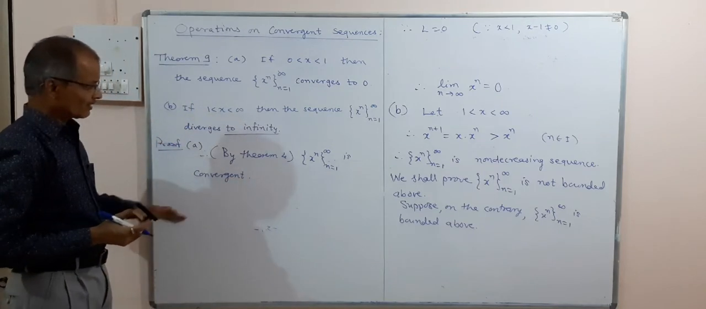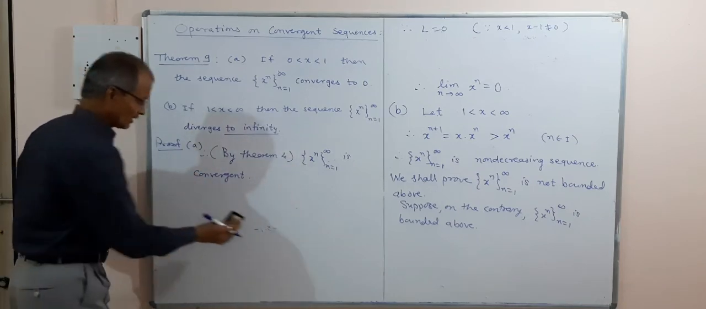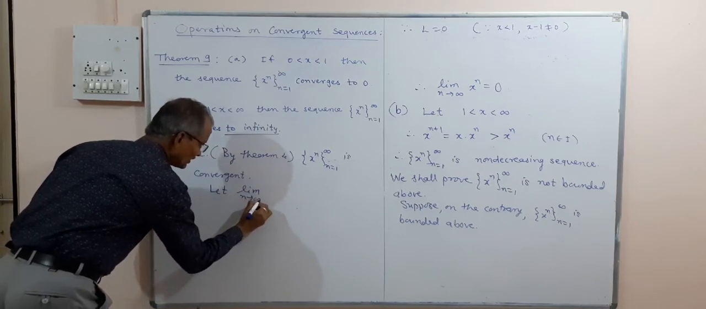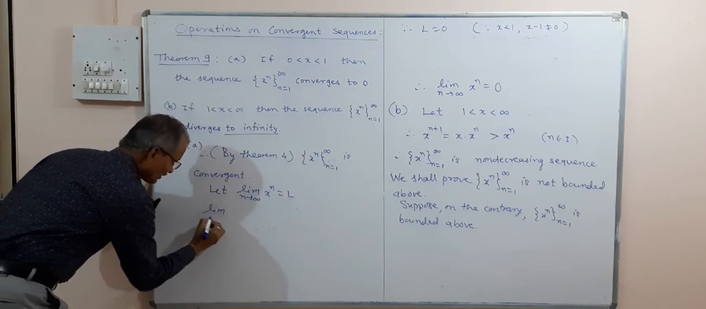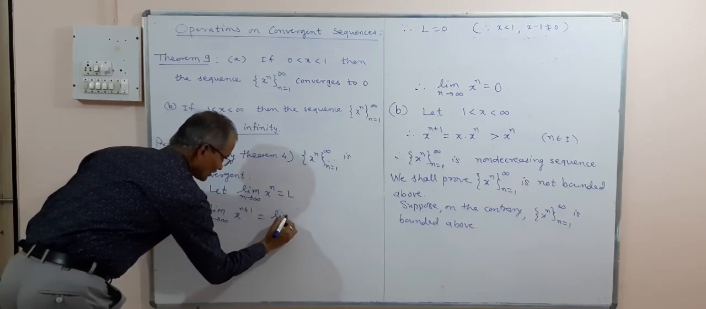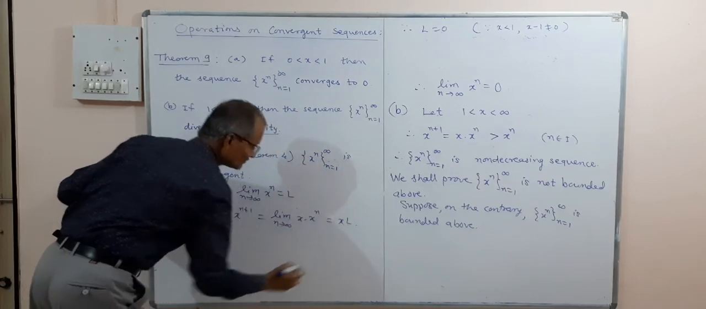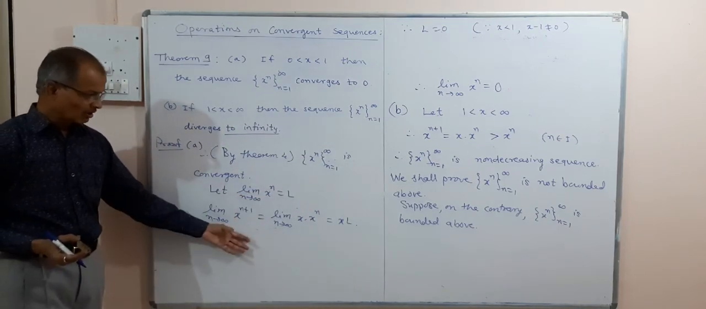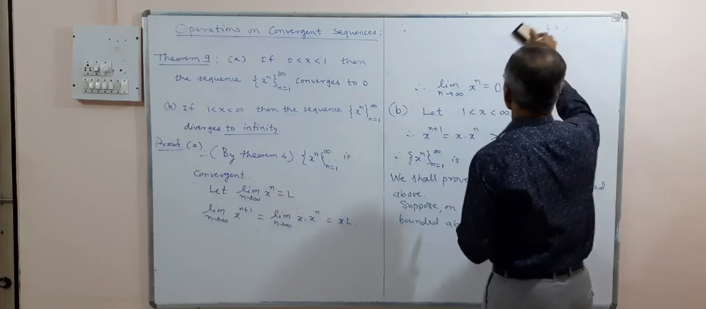And now we shall do the same procedure as in part A. Suppose it converges to L. Let limit n tends to infinity of x raised to n is equal to L. And also limit n tends to infinity of x raised to n plus 1 will be limit n tends to infinity of x into x raised to n, which is equal to xL. And again, this is a subsequence of the sequence x raised to n. So therefore, it must converge to the same limit L. And we must have L is equal to xL as in part A.